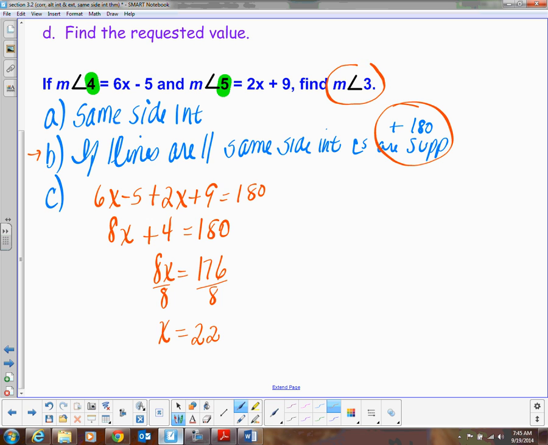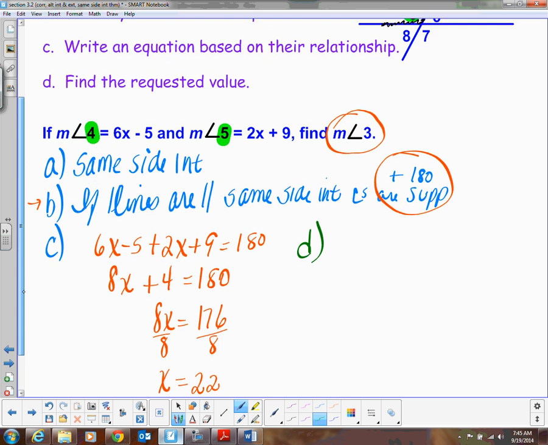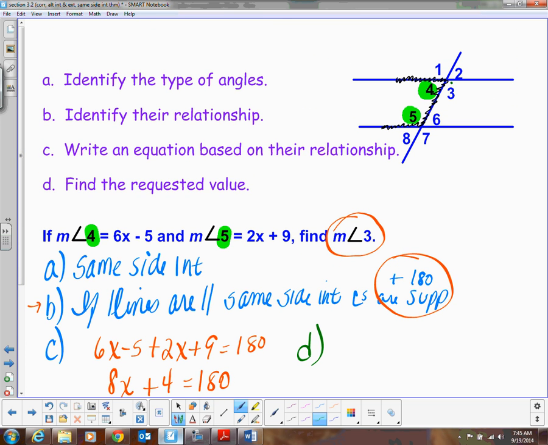back and we've got to find the measure of angle 3. So measure of angle 3. Here is 3. And there's several ways you can look at this. Would someone want to tell me how 3 is related to either 4 or 5? Kayla? Yes? 3 and 5 are alternate interior, and what do you know about those measures? That they're equal. That's the easiest relationship to deal with.